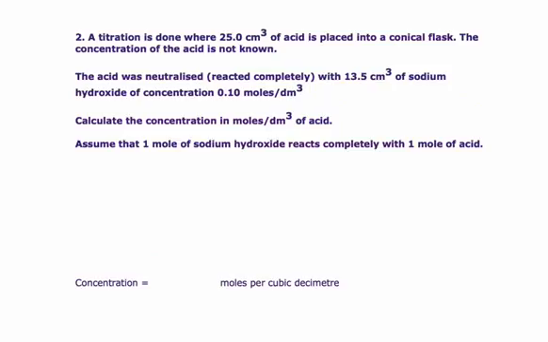Let's try one more. This one I think is probably worth you having a go by yourself, and then we'll go through the answer in a moment. So here's the answer. I've written out our little framework here. Concentration times volume of the acid is equal to the concentration times volume of the alkali. So we're just plugging in the numbers.